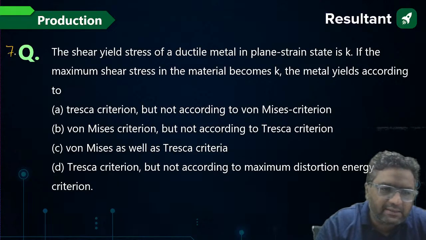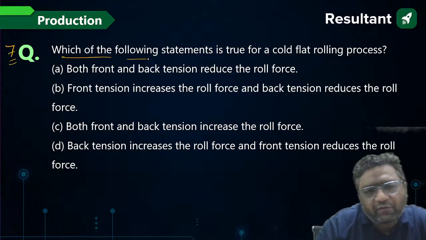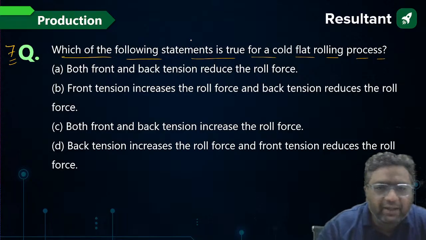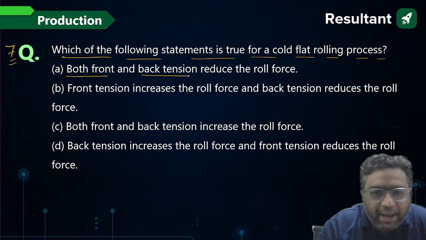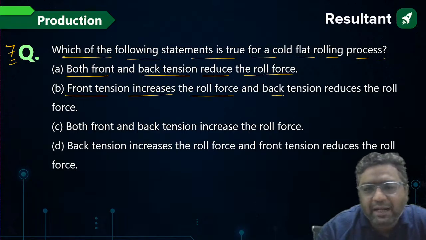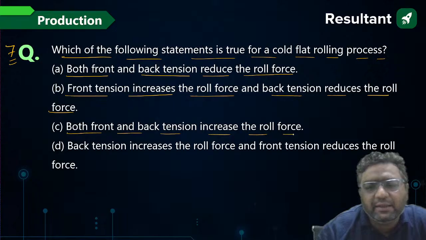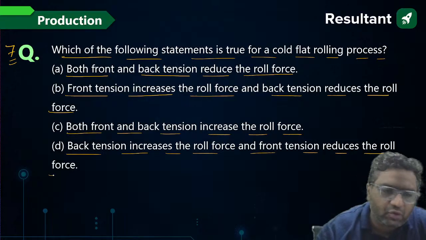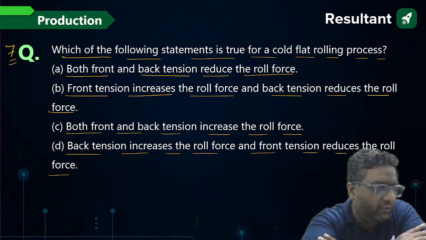Moving to question number 7, guys. Which of the following statements is true for a cold flat rolling process? Option A, both front and back tension reduce the roll force. Second, front tension increases the roll force and back tension reduces the roll force. Third, both front and back tension increase the roll force. Fourth, back tension increases the roll force and front tension reduces the roll force. What do you feel the right answer will be?